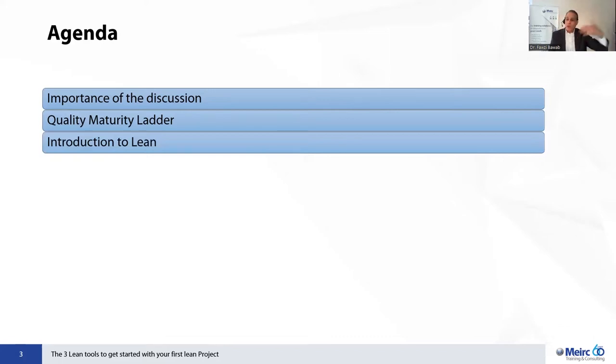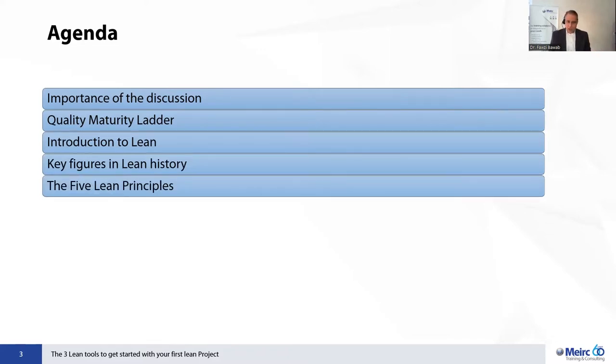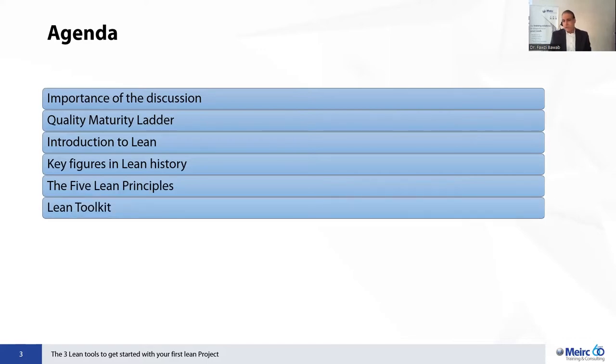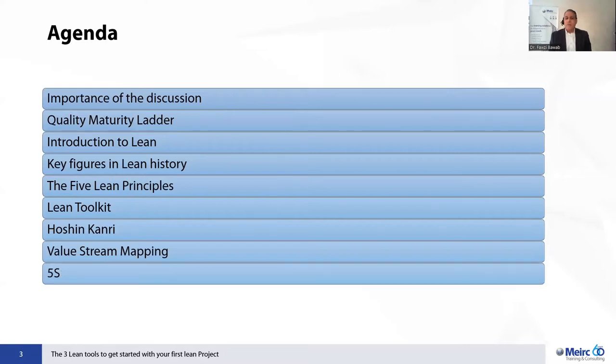We'll jump into a quick introduction to lean, some of the main principles, and the core values that lean is asking for. We'll talk quickly about the lean history and then the five lean principles. Then we'll start talking about some of the lean tools. The lean toolkit contains many tools, and I've picked three of them to be discussed today: Hoshin Kanri, value stream mapping, and 5S.